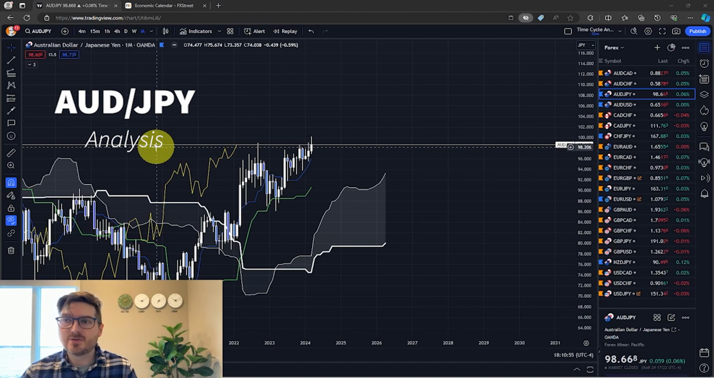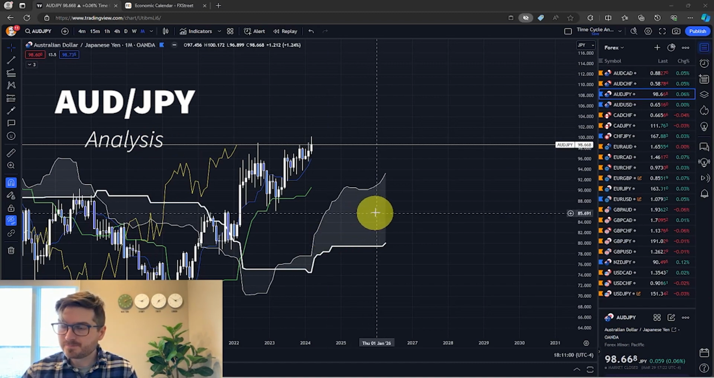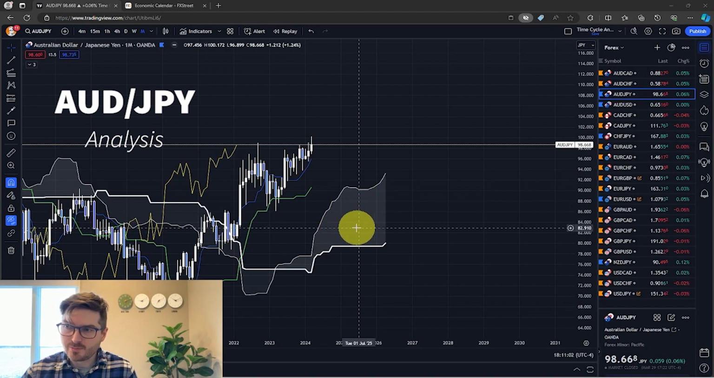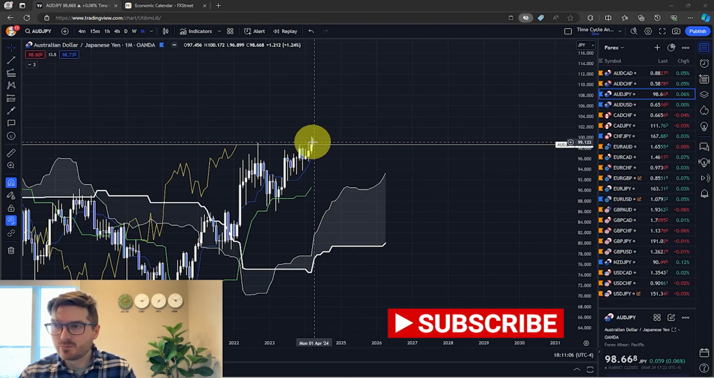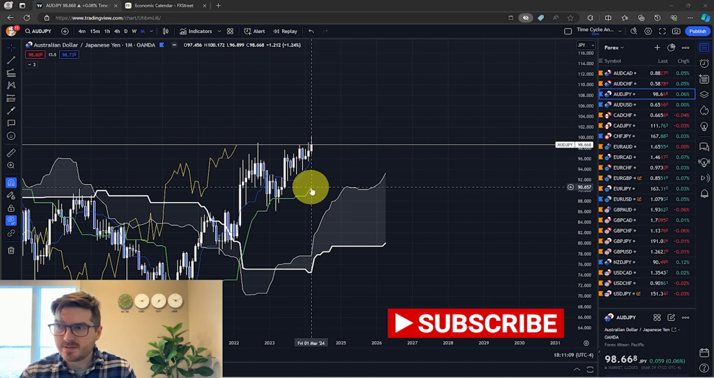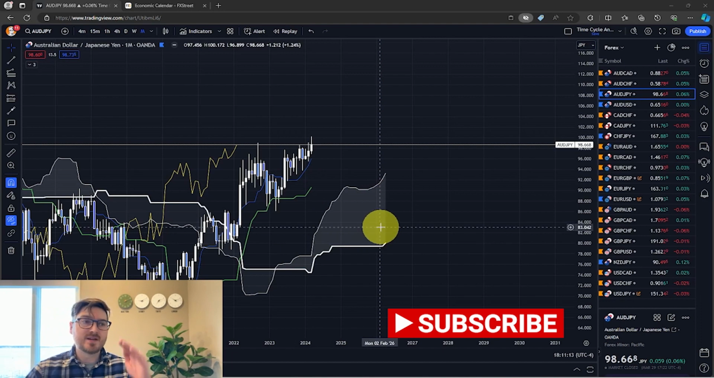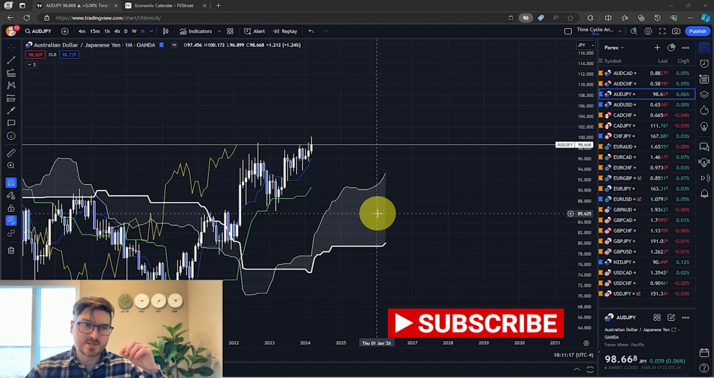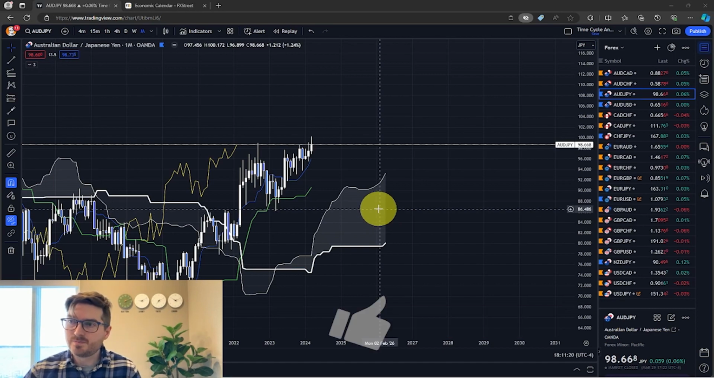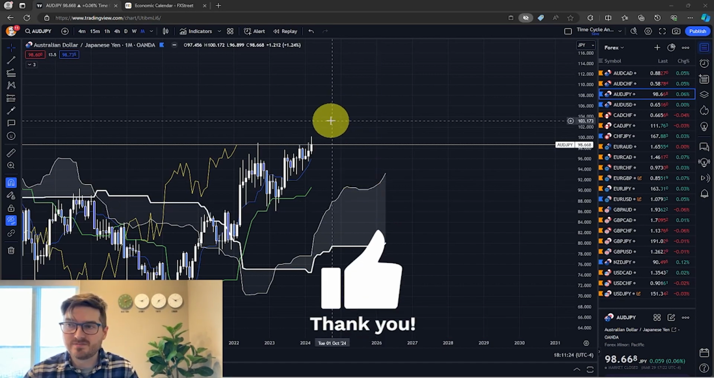AUD Japanese yen on the monthly chart. Guys, this is a very strong bullish market here. We have a really thick Kumo cloud base, lots of steam in this cloud, and right now price is above the Tenkan-sen, above the Kijun-sen, above Senkou Span A and B, and we have everything pointing up. And so right now, guys, this tells me that this market, the switch is on, this is bullish, and we can expect the lower time frames to start to follow this.